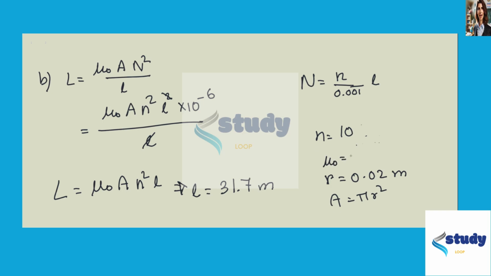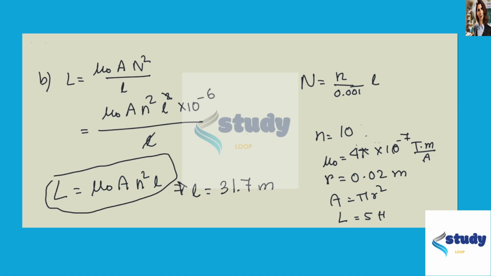And mu naught is 4 pi times 10 to the power negative 7 Tesla meter per ampere. So we can use that information here. And L is 5 Henry from the previous part. So if we put all the numbers in this equation and solve for l, we see that l will be 31.7 meters.